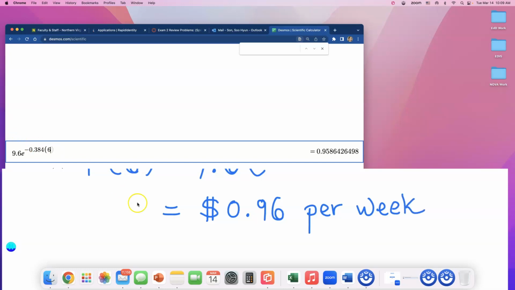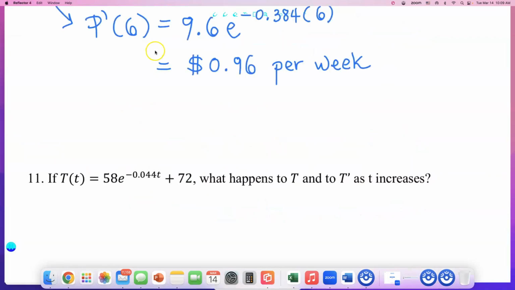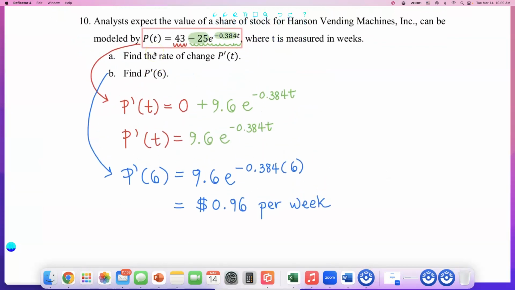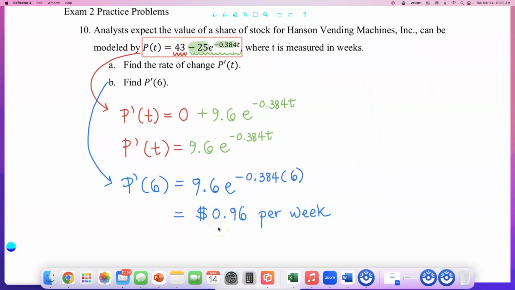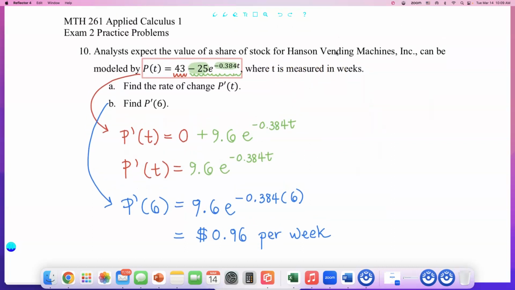Make sure to put the correct unit here. This problem is not really talking about interpreting this, but looking at how the number came out to be positive, we're looking at a growth. This is increasing, and the units are dollars, and say this is per week because t is measured in weeks. So that's it for question number 10.